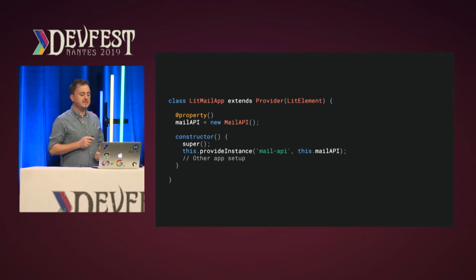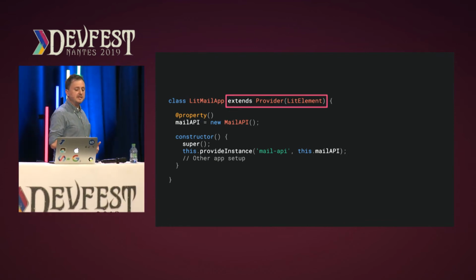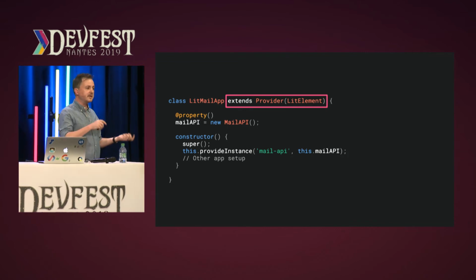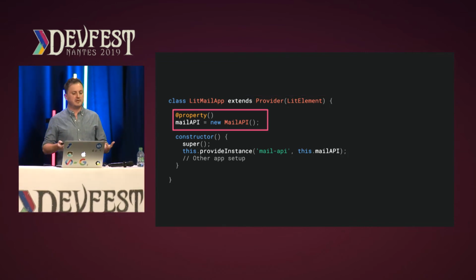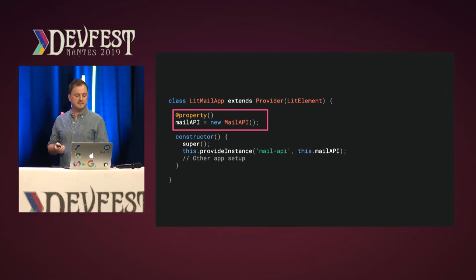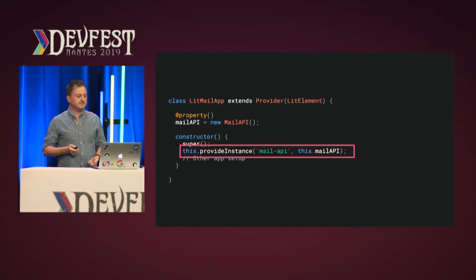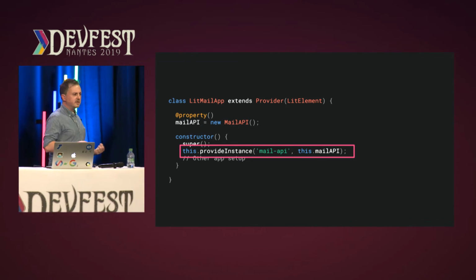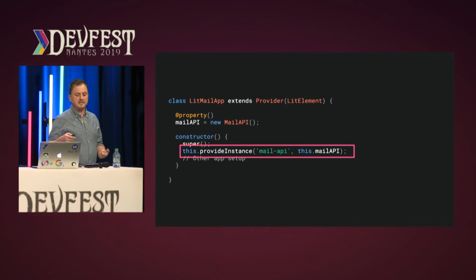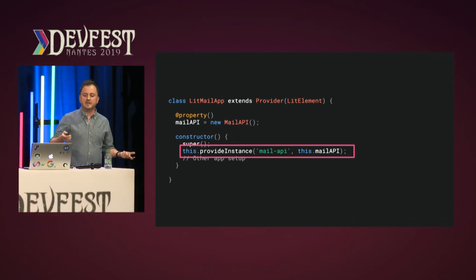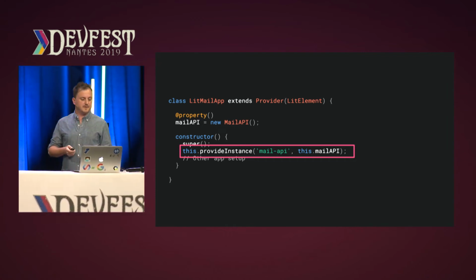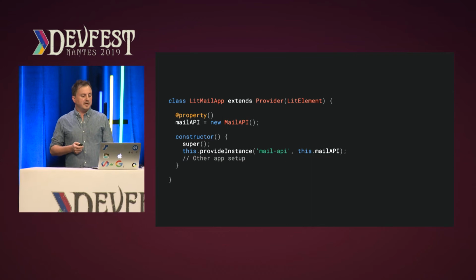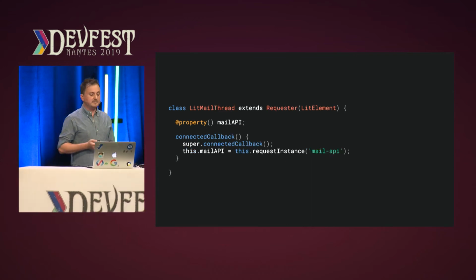So let's look at how we use these mixins. So here we're going to apply the provider mixin to the application component. And we're going to have some object that we want to share. This is going to be the email API itself. So we construct one of those. And then in our constructor here for the component, we're going to just say, let's provide an instance keyed off of this string mail API. And it's going to be this instance of the API here.